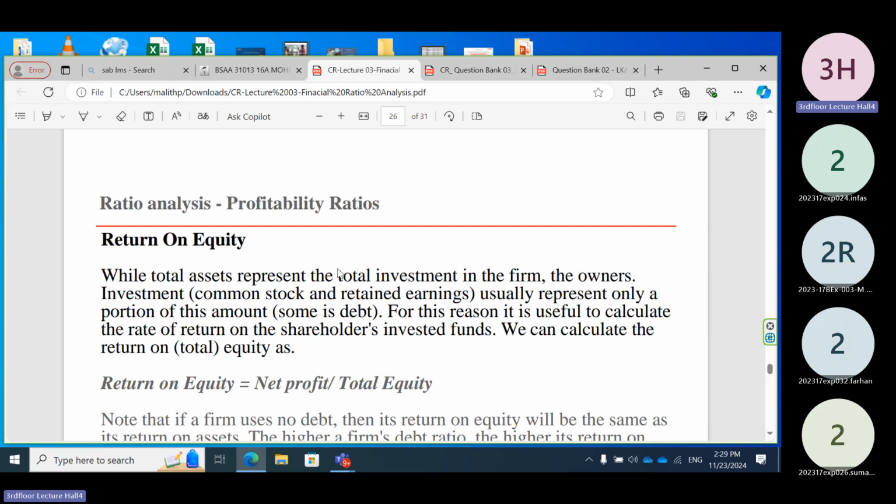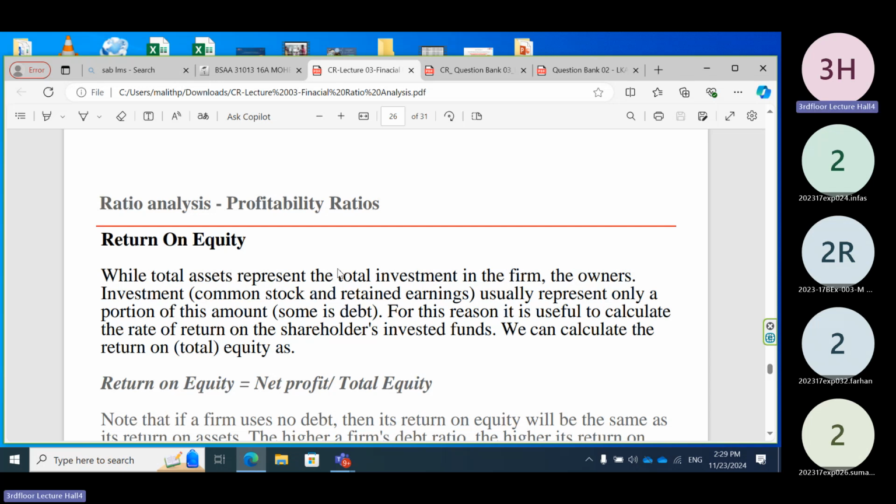Return on equity, return on debt. By using the average, we can calculate the weighted average cost of capital. Weighted average cost of capital should be used for your financial appraisal, investment appraisal. Whatever the investment you are going to do, you need to evaluate by using that WACC, weighted average cost of capital.